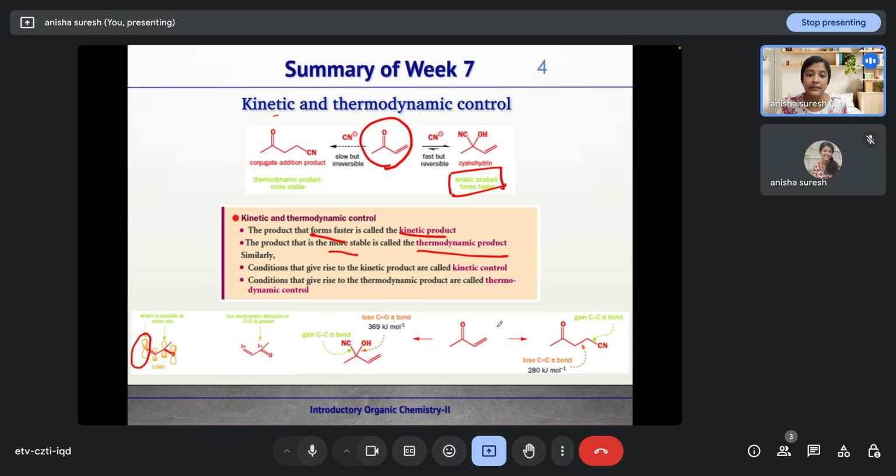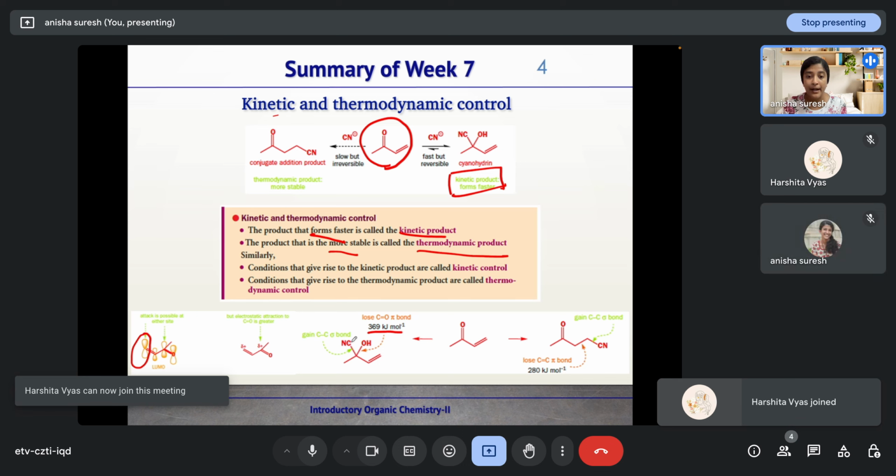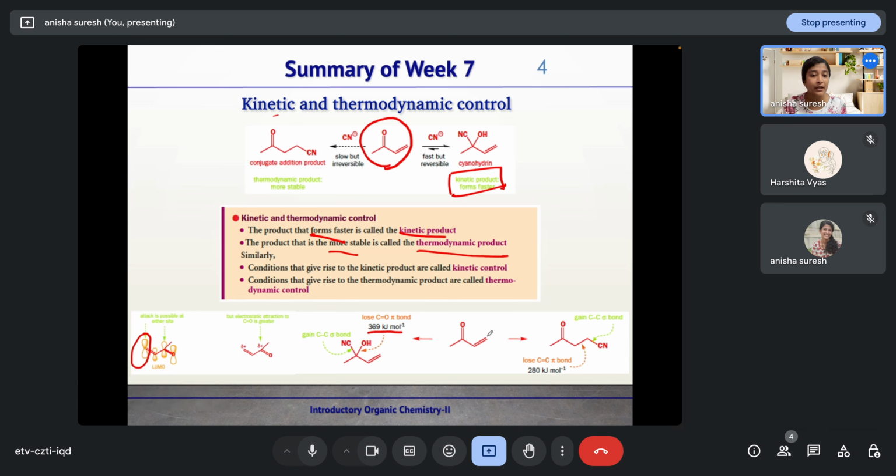So when this 1,2 addition is taking place, the carbon-oxygen double bond is breaking, that is loss of a C=O pi bond, which has an energy of 369 kilojoule per mole, and the new bond formed is between carbon and CN. And when we consider this 1,4 addition, the C=C bond is breaking. Loss of a C=C pi bond takes place with an energy of 280 kilojoule per mole, and here the C-CN sigma bond is forming.